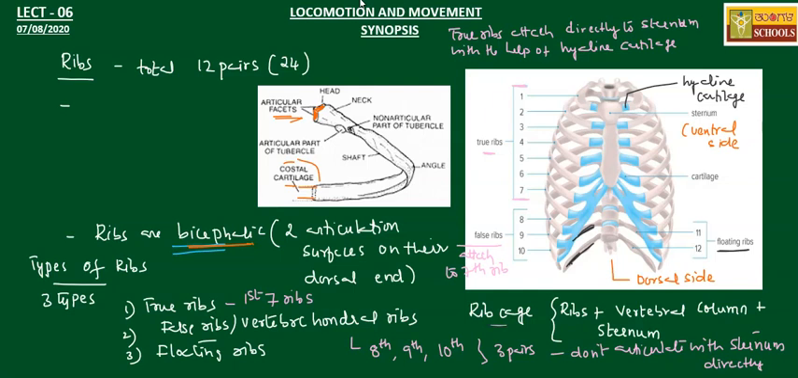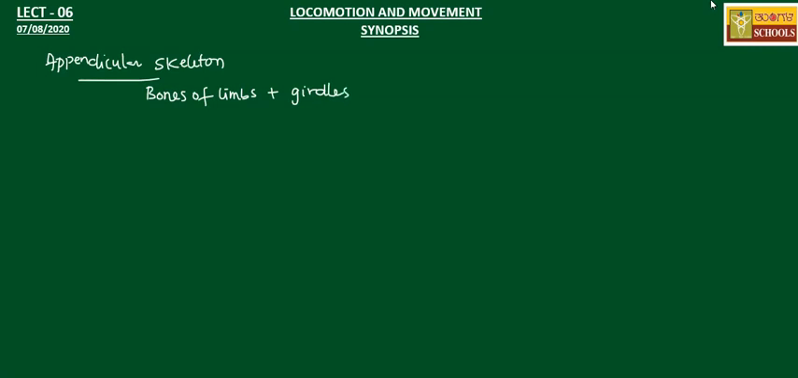So now we will see about the appendicular skeleton. The appendicular skeleton consists of bones of limbs, along with the girdles. That will be the pectoral and pelvic girdles. So there are two girdles in our case. The pectoral girdle supports the forelimbs, and one more we have is the pelvic girdle that supports the hind limbs. So these two, along with the bones of limbs together, constitute the appendicular skeleton.